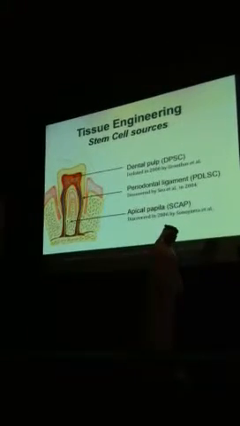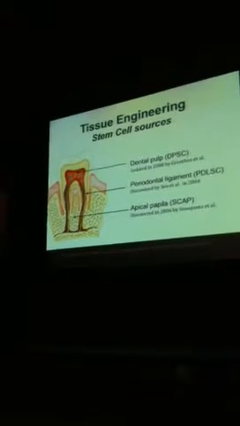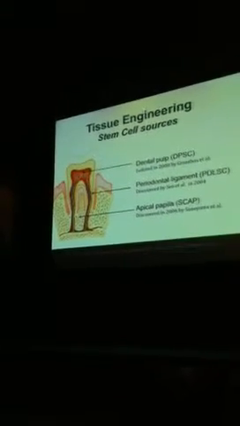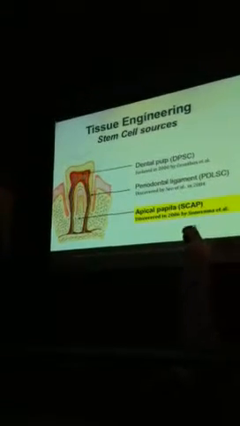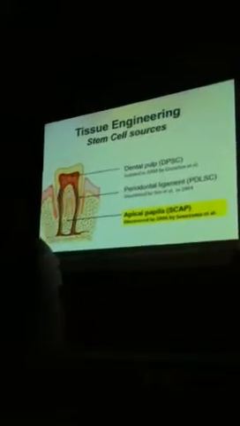So what are the sources of dental stem cells that are available? We have four main sources. The first source is the dental pulp. Then we have the periodontal ligament. And then we have the apical papilla. And this is what we need to focus on today because we're trying to activate these cells.